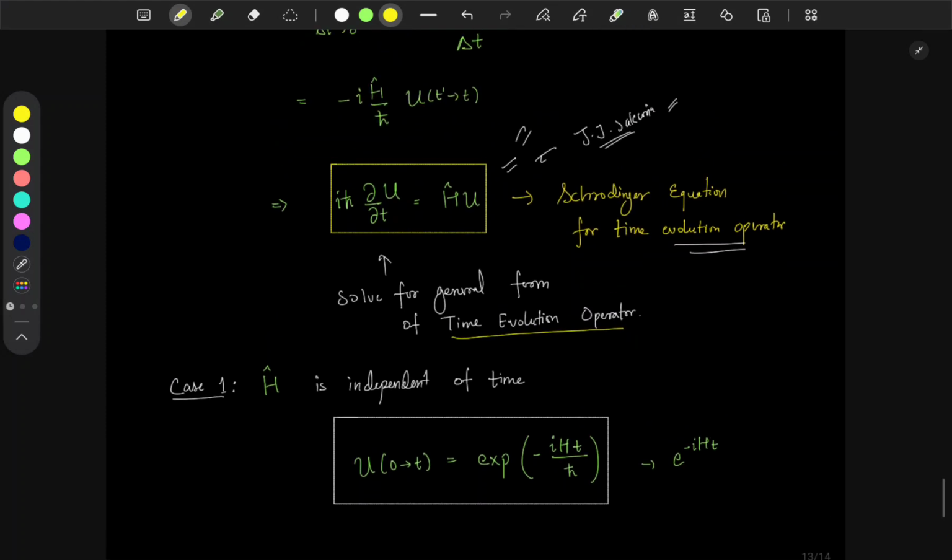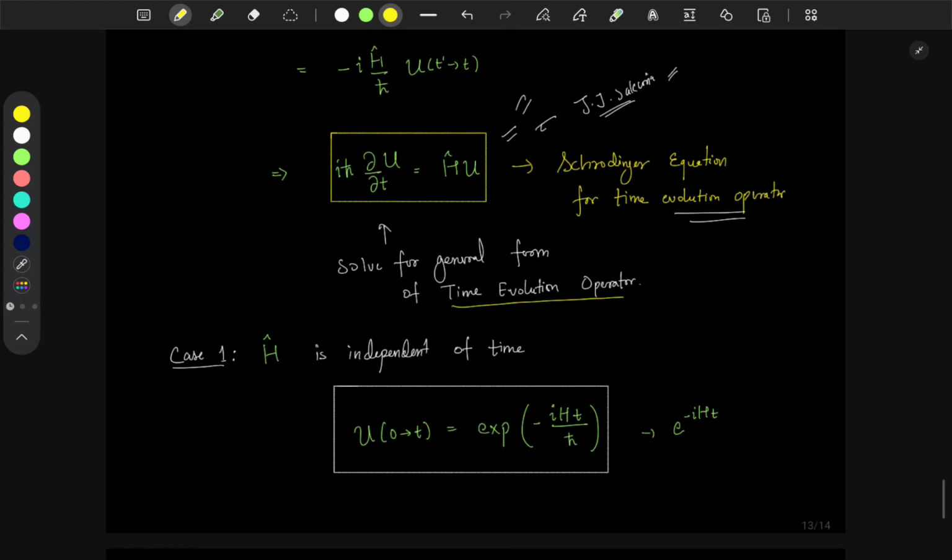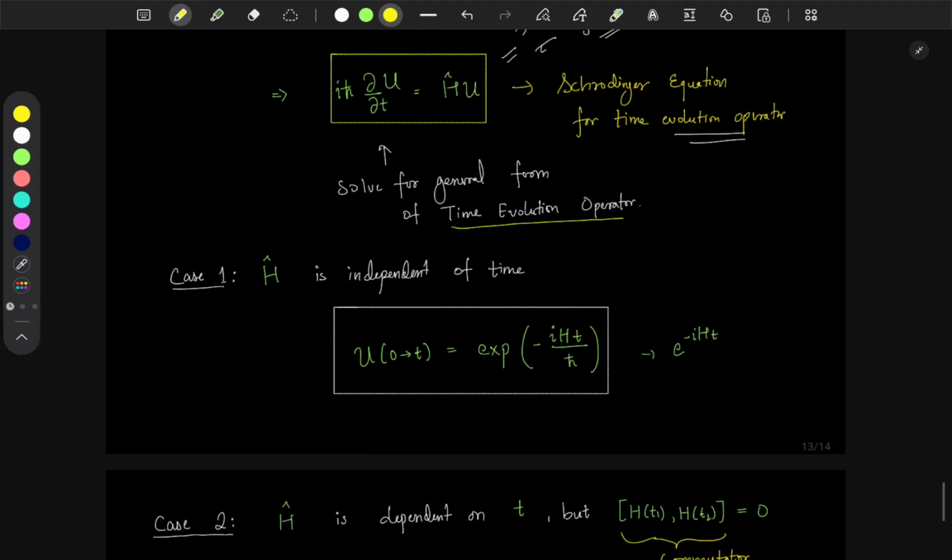Now there can be multiple cases where you can solve this. It's not a simple differential equation which you can just solve. There are several kinds of scenarios where you have to solve it differently. So there are three broad cases. In the first case, we have a Hamiltonian independent of time. That is, H doesn't vary with time, it just is as it is.